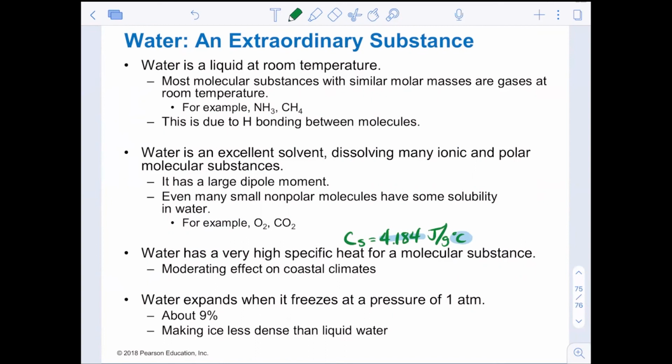Water does expand when it freezes. That's why ice is less dense than liquid water. It's because of its structure, all right? So when we're looking at the water diagram, it will have that negative slope for the solid-liquid fusion line. Everything else usually typically has a positive solid-liquid fusion line.